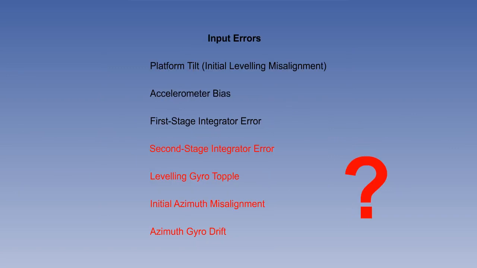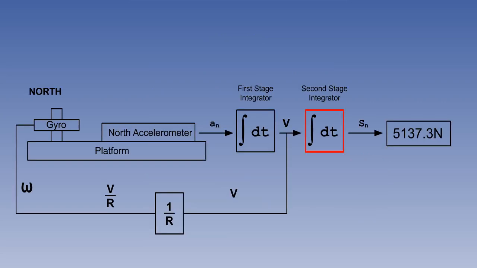We'll now go on to unbounded errors. There are other errors and they do not follow this sinusoidal pattern. Instead, they get worse with time. The second stage integrator is a good example. It is outside the V/R feedback loop.